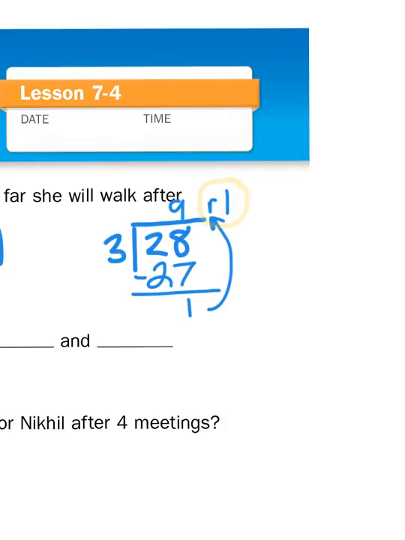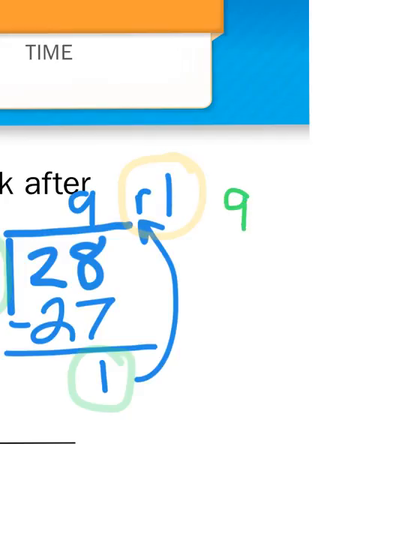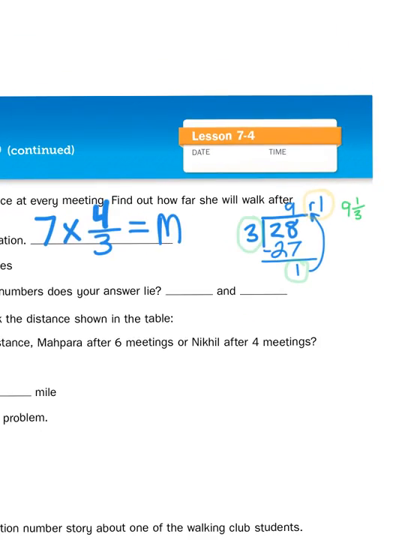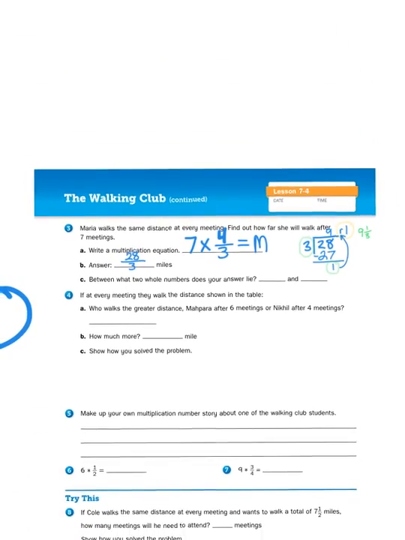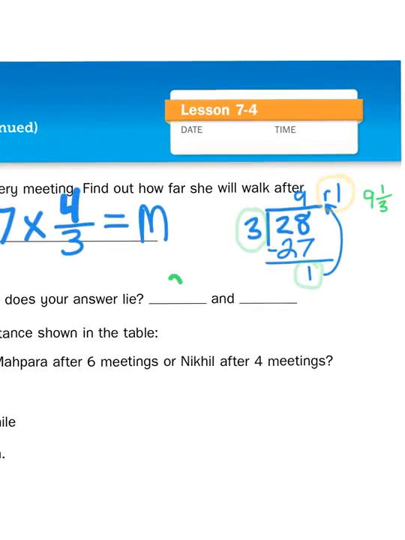Another way we could represent a remainder is fractionally. And what I do is I take the number right here that was my remainder, and I put it on top of my divisor, and that creates a fraction. So I could represent this as 9 with a remainder of 1, or I could represent this amount as 9 1/3 miles. So for number 3C, between what two whole numbers does your answer lie? Well, it's bigger than 9, but smaller than 10.